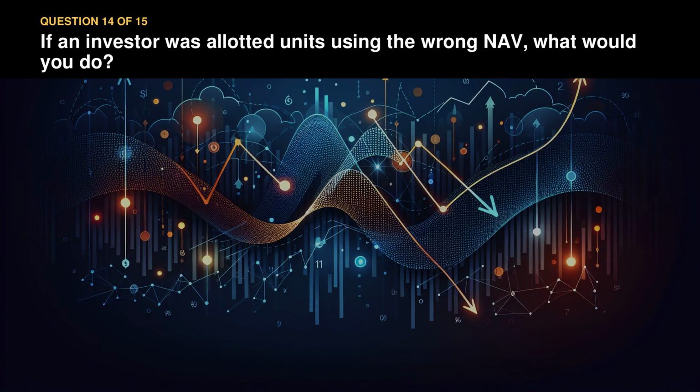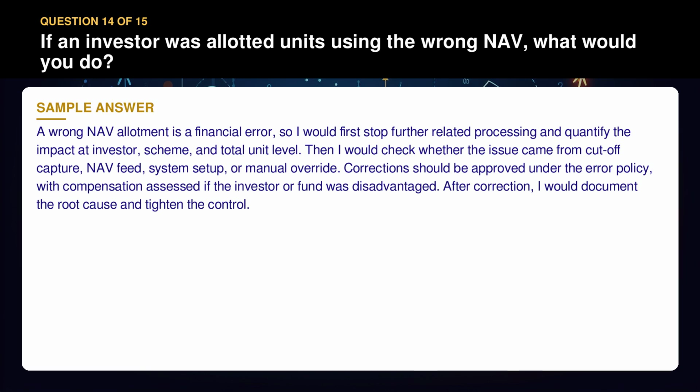Question 14. If an investor was allotted units using the wrong NAV, what would you do? A wrong NAV allotment is a financial error, so I would first stop further related processing and quantify the impact at investor, scheme, and total unit level. Then I would check whether the issue came from cutoff capture, NAV feed, system setup, or manual override. Corrections should be approved under the error policy, with compensation assessed if the investor or fund was disadvantaged. After correction, I would document the root cause and tighten the control.